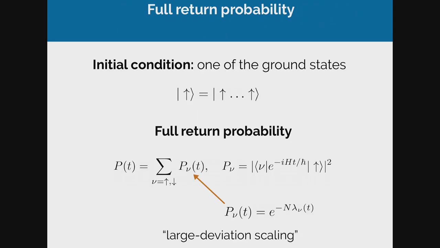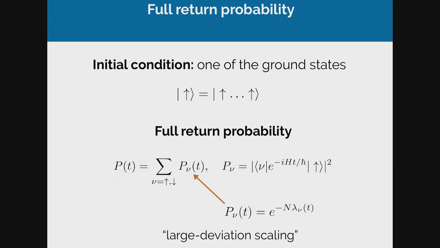As I said, now the protocol is the following. Let's choose one of these symmetry broken ground states as our initial condition, the all spins pointing up here. And now we are interested in this full return probability to the ground state manifold. Since the ground state manifold of our initial Hamiltonian is doubly degenerate, this full return probability consists of a sum over two terms.